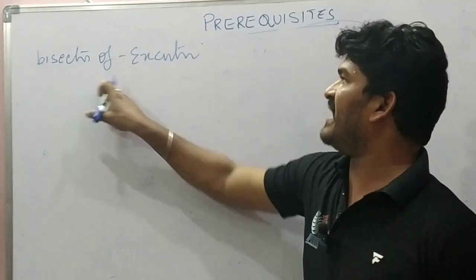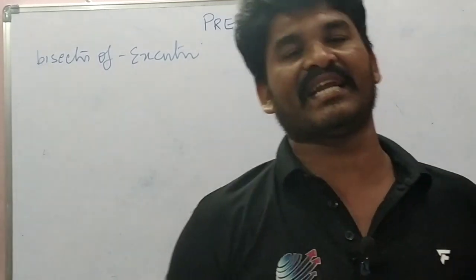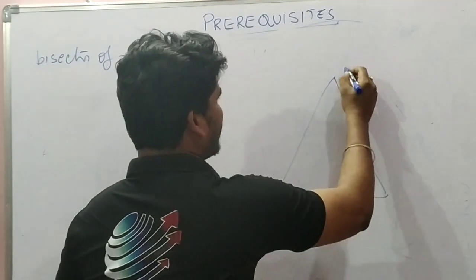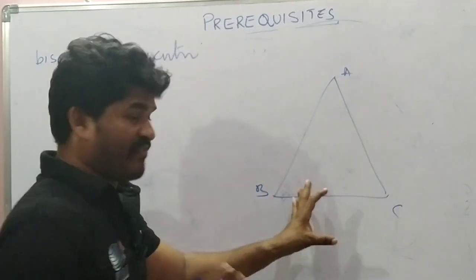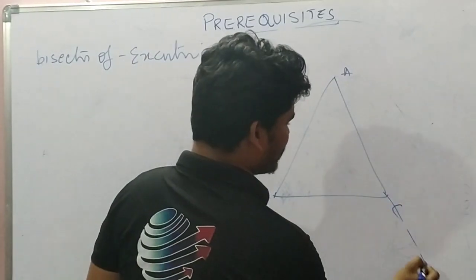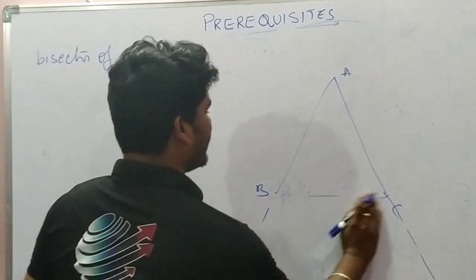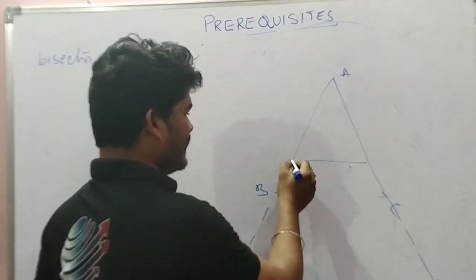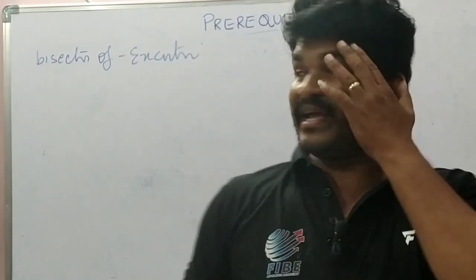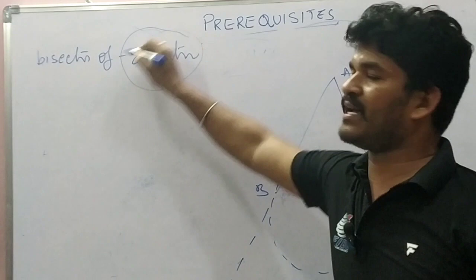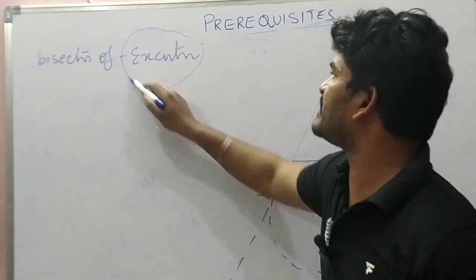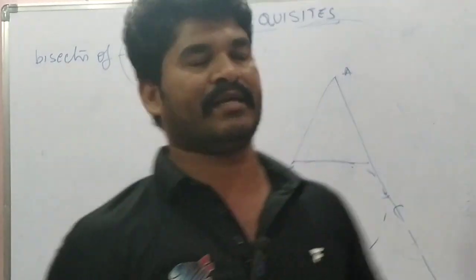Next topic is the bisector of the excenter. What is the bisector of the excenter? It is an easy topic. We take one triangle ABC, and extend the B point and the C point. Here, this lies in the exterior of the circle; the excenter is nothing but the outer center. Before, we discussed the incenter, but here we discuss the excenter, which is nothing but the outer center.